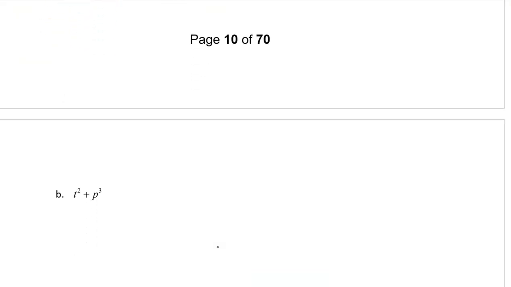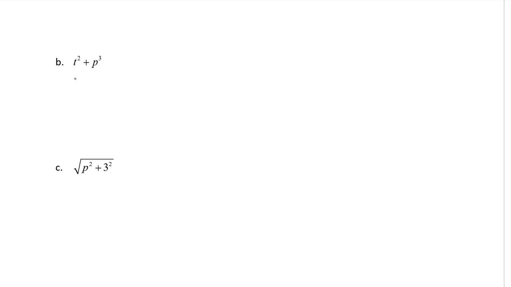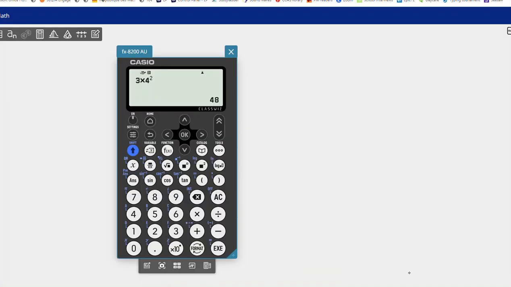Okay, let's do another one. Question B. We have t squared. T was 5, if you remember, so we have 5 squared, plus p, which was 4, and it has a little power of 3 on it. Okay, so that's another button on your calculator that we need to use.